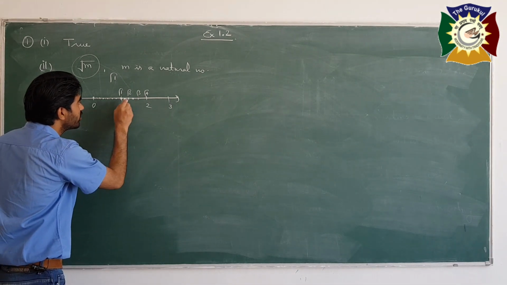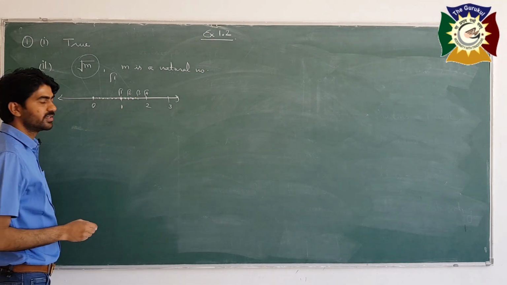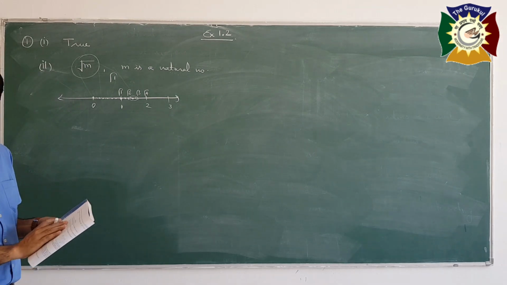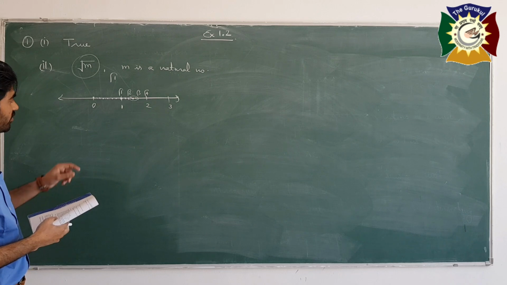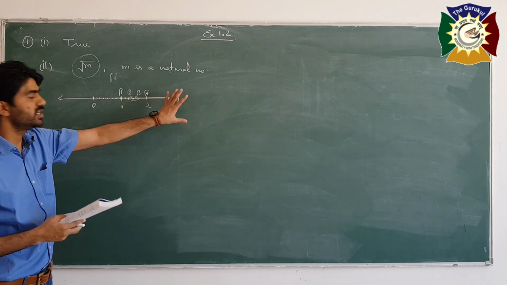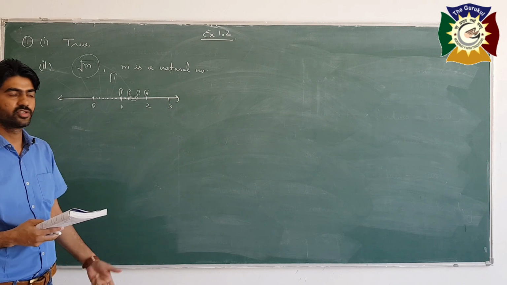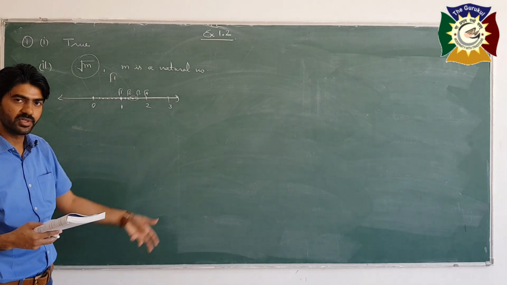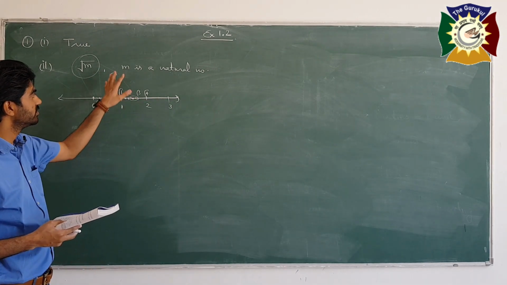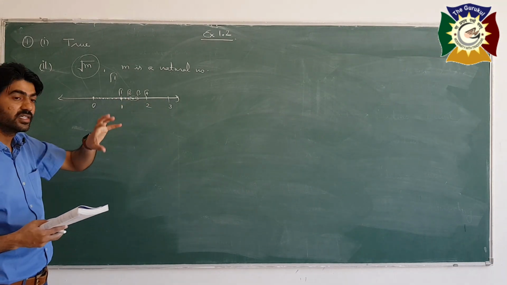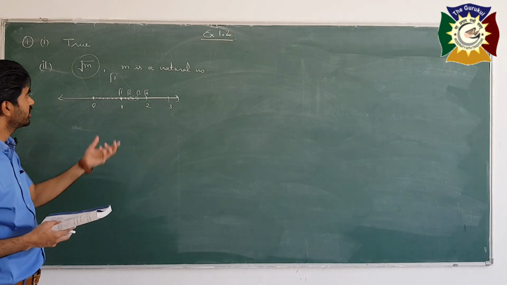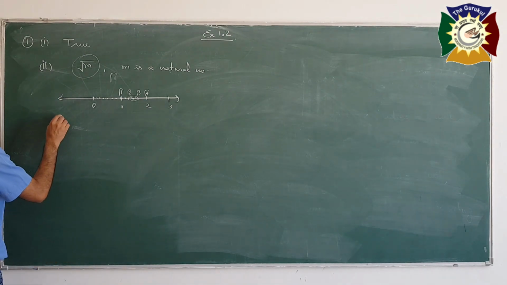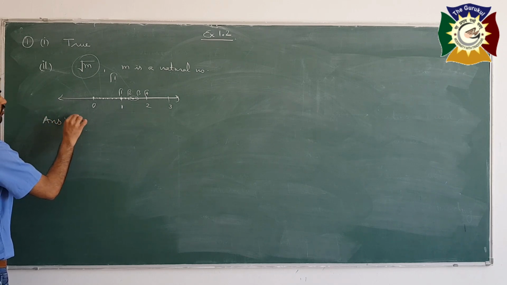But here also many points are there in between them. These points are not the square root of any natural number. So the statement becomes false. Why is it false? Because this statement says that all the points are the square root of some natural number, which is not true. There are points which are square roots of natural numbers, but there are other points also which are not square roots of any natural number. So the answer for this will be false.